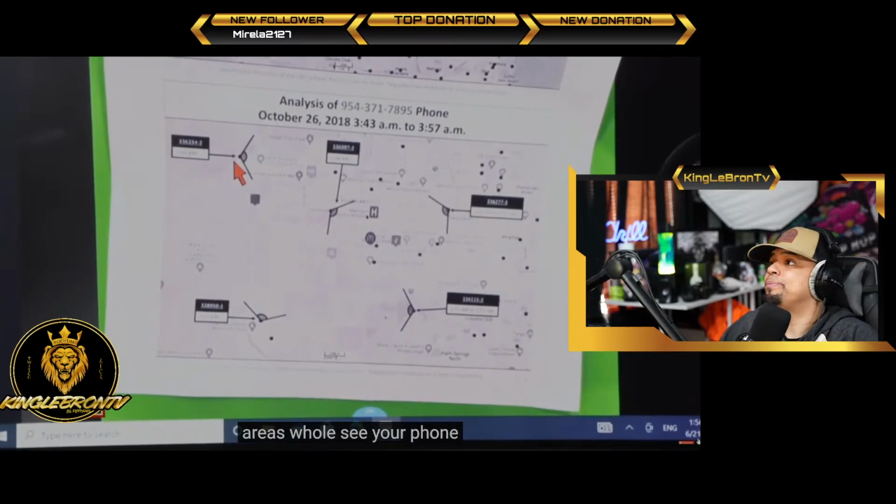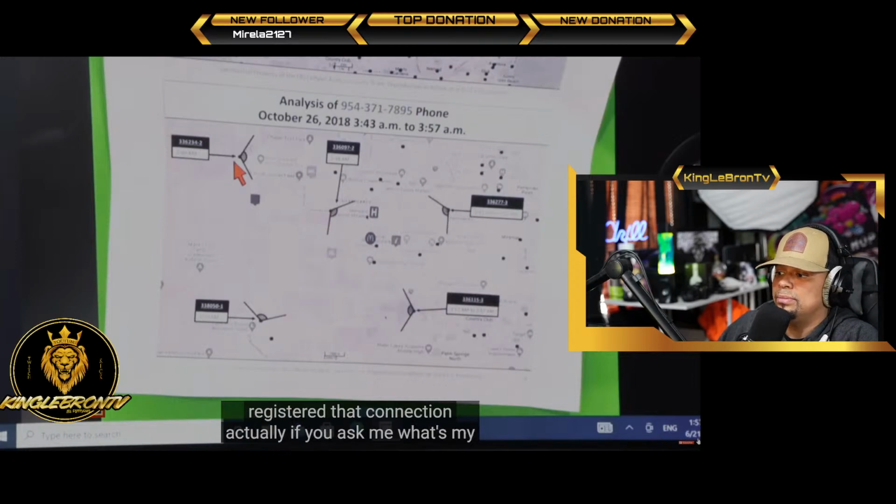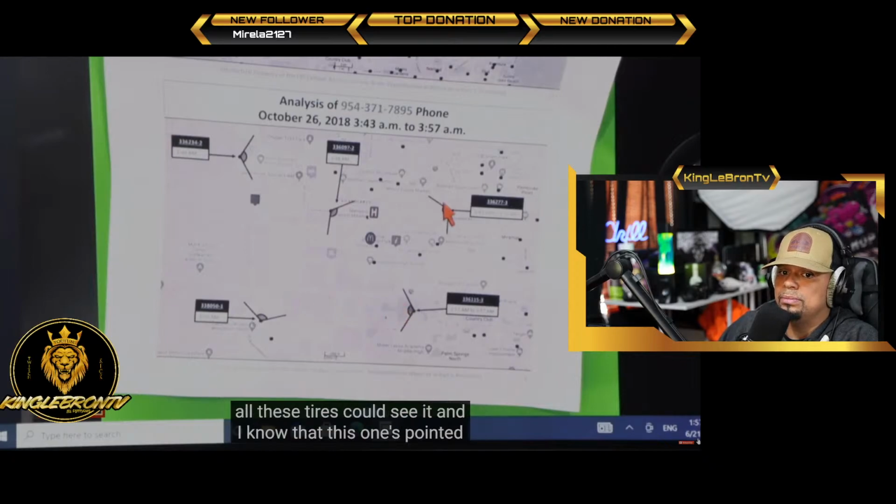So if you ask me what's my opinion, what's that mean? It's like, well, the phone was someplace where all these towers could see it. And I note that this one is pointed generally west, this one's pointed west-southwest, this one's pointed southeast, this is northeast, this is this way.